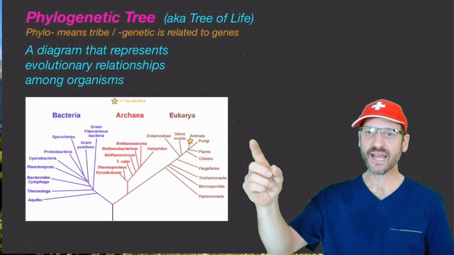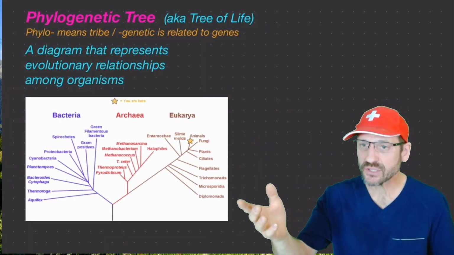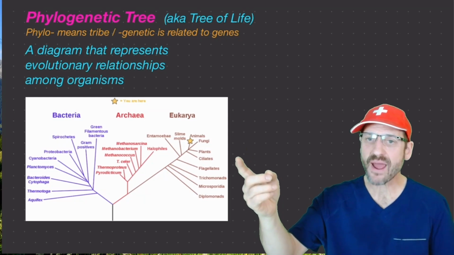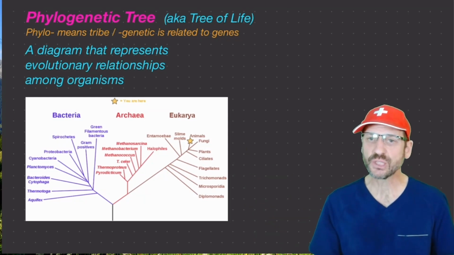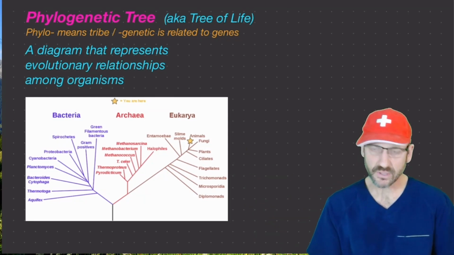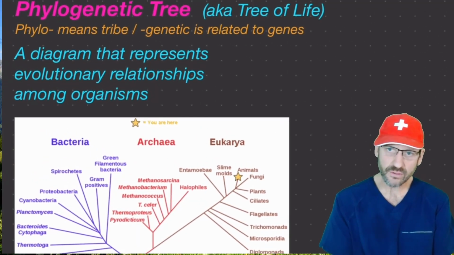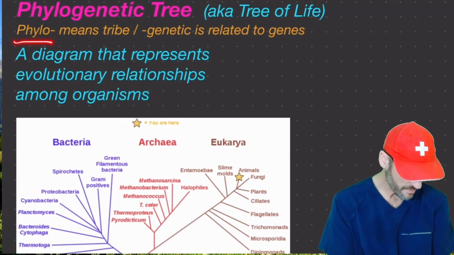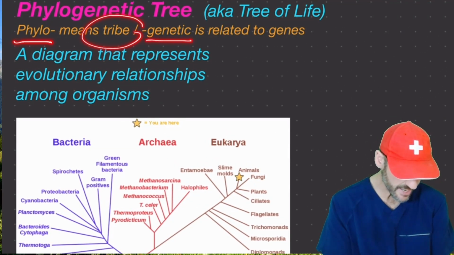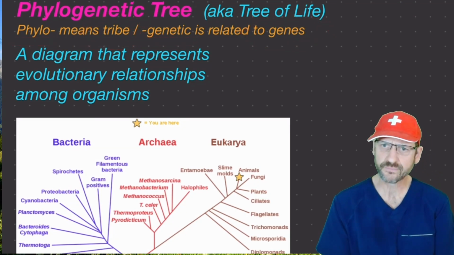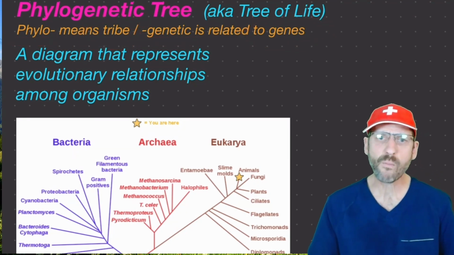The phylogenetic tree, also known as the tree of life, is a diagram that represents evolutionary relationships among organisms. Phylo means tribe, and genetic relates to genes. It's like a roadmap of life.